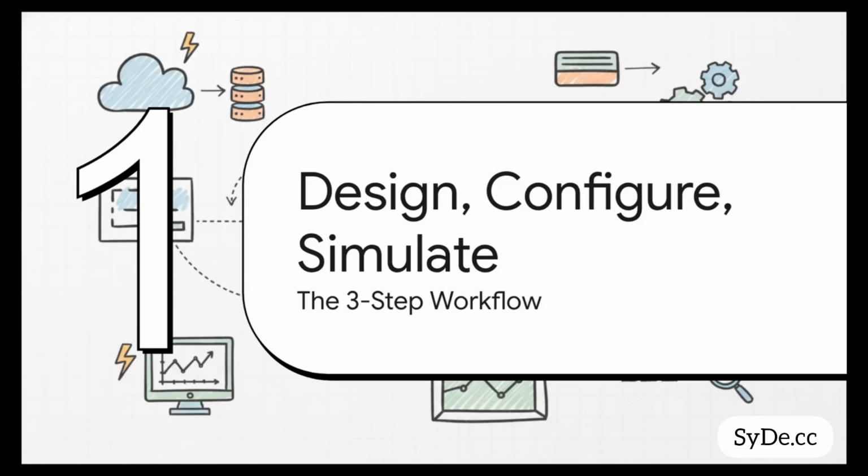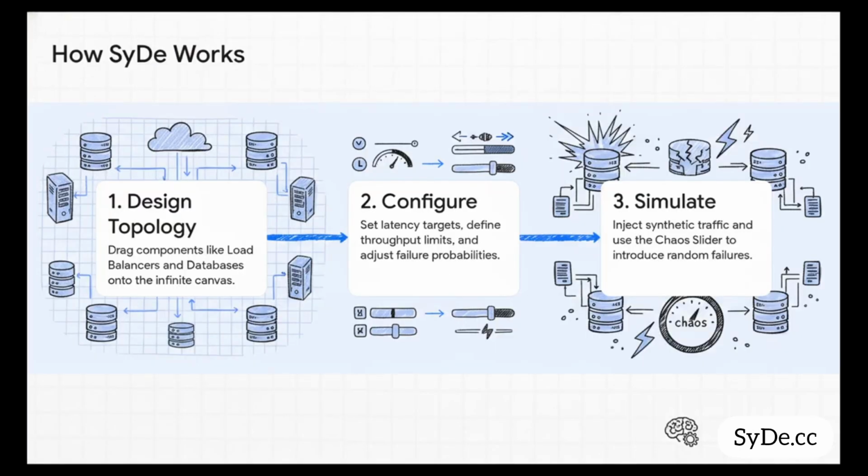So how does it actually work? Well, the whole workflow is a really simple, powerful 3-step process. You design, you configure, and then you simulate. First up, you design your system on the canvas. So let's say you're building a caching layer for a social media feed. You just drag in a load balancer, a couple of cache servers, your main database. Easy.